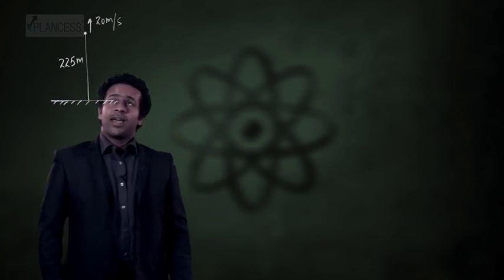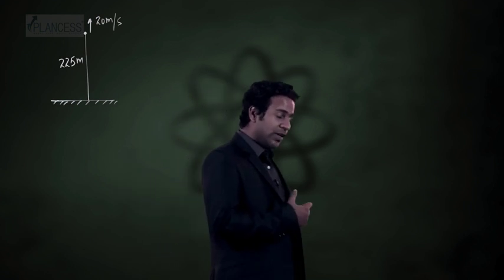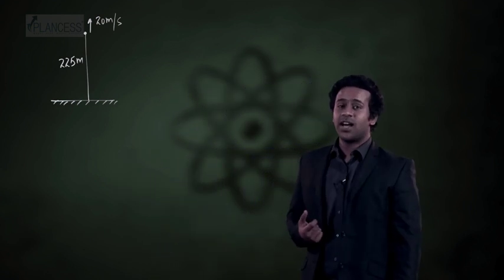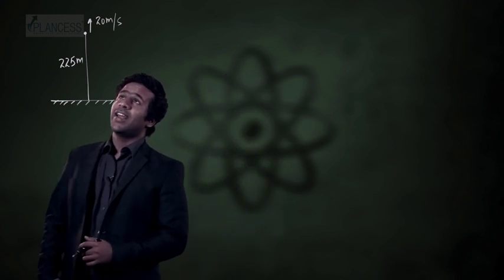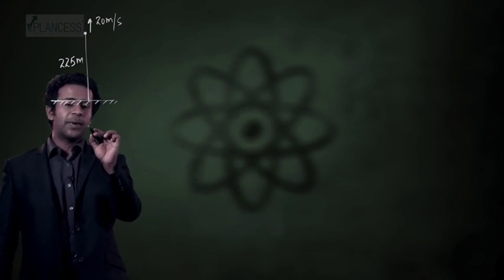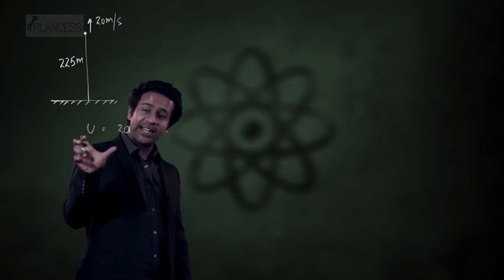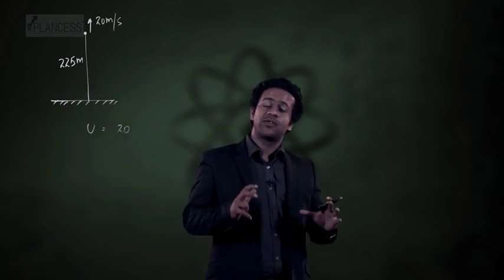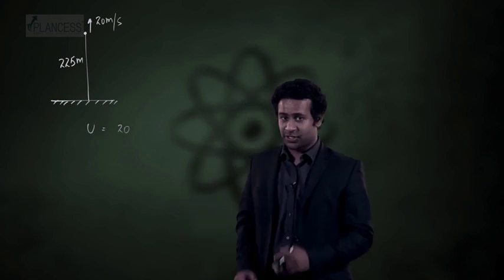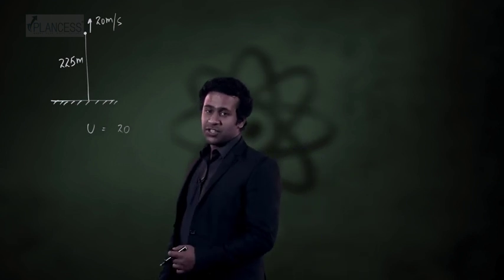So in this case, let's first once again try to list down the values that we know. First of all, it is given that the initial speed is 20 meters per second. Right now it is only speed because we have not yet decided on directions. What else is known?